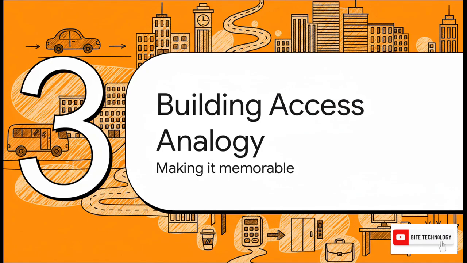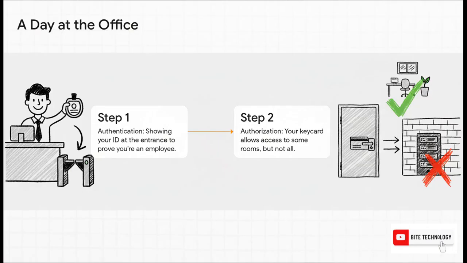To really make these concepts stick, let's use a super simple real-world analogy that I think you'll get right away. Just picture yourself going into the office for the day. It's a perfect parallel. When you walk up to the front desk and show the guard your photo ID to prove you're an employee, that's authentication. You've just proven who you are. But then, once you're inside, you use your key card to get into your department, but it flashes red when you try to open the server room door? That's authorization. Your identity got you in the building. Your permissions decide where you can actually go.